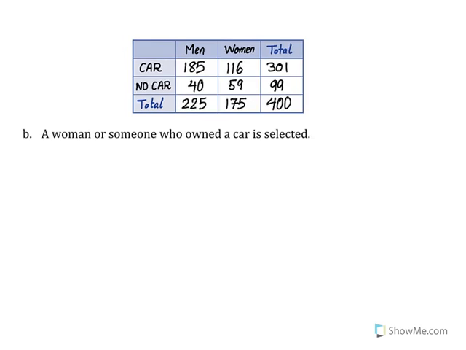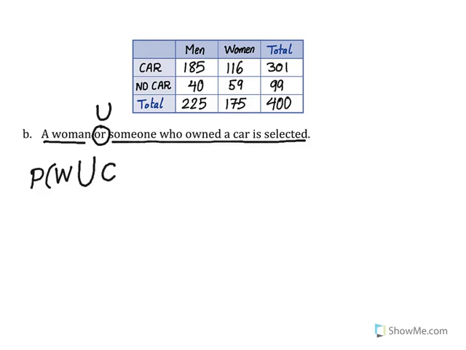Okay, let's go to the next one. What's the probability of a woman, or, this means this symbol, or someone who owned a car is selected? So what is the probability of W or someone who owns a car, that we abbreviate as C? When I write C, I mean owns a car, and for not owning a car, I will write NC. So like no car, you read it as no car.